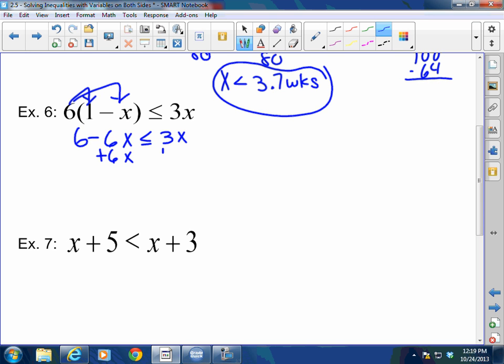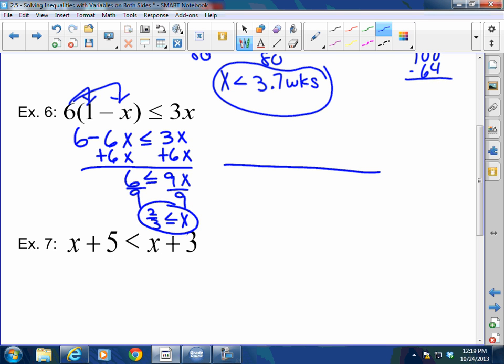Add 6x to both sides. 6 is less than or equal to 9x. Divide by 9 to both sides. x is greater than or equal to 2/3. How do we graph that? Well, 2/3 is between 0 and 1. It's about over here. And that is x is greater than or equal to, so closed circle, shaded to the right.